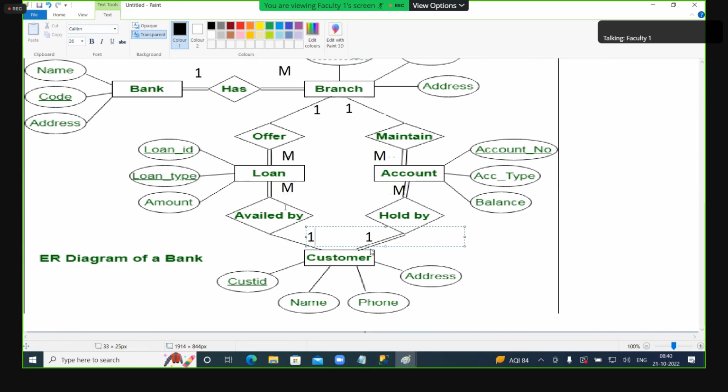Okay? The building plan is there. Can you go and use that building? No, that is just for understanding. This is also for understanding the database. Can we store the data in this? Can we store the data in a bank? No.